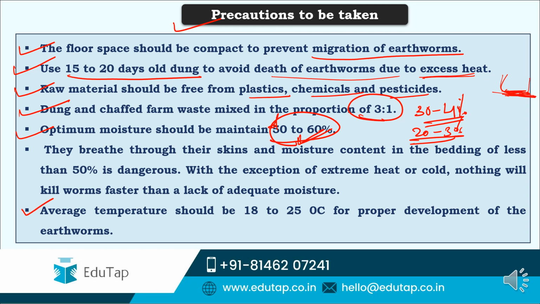Now the average temperature should be 18 to 25 degrees centigrade for proper development of earthworms. But if you take the African earthworm, it can tolerate nearly up to 30 to 35 degrees also. But generally it's 18 to 25.